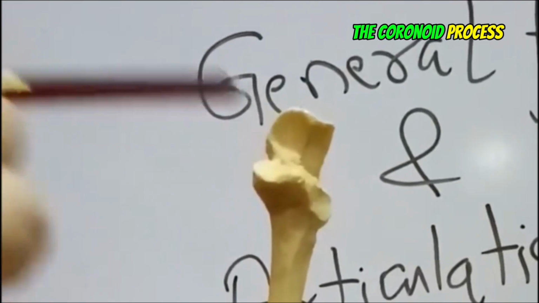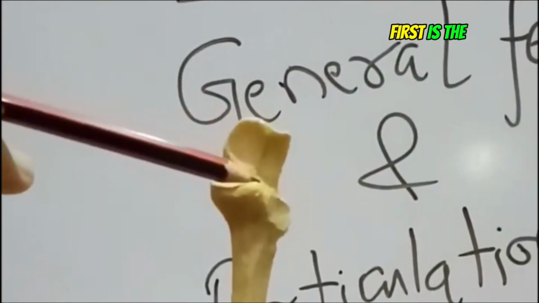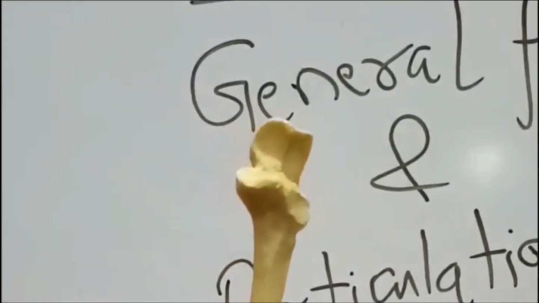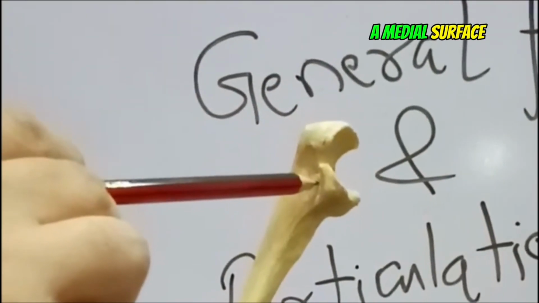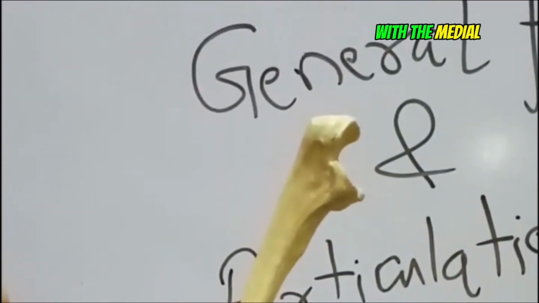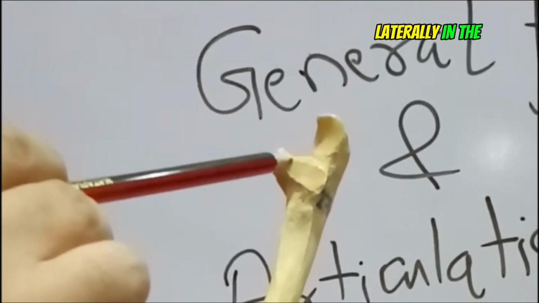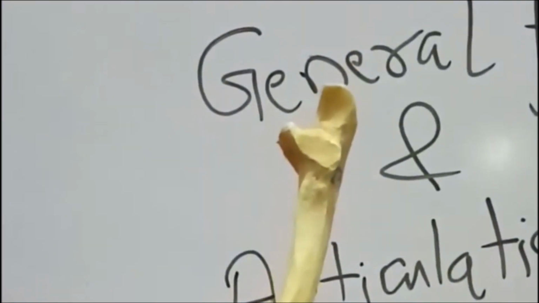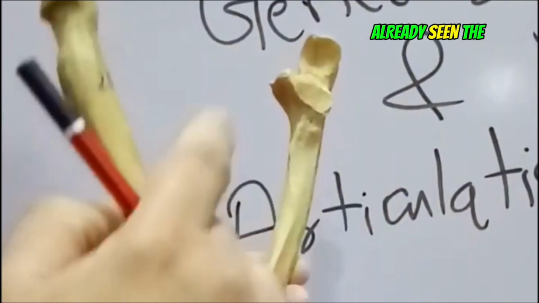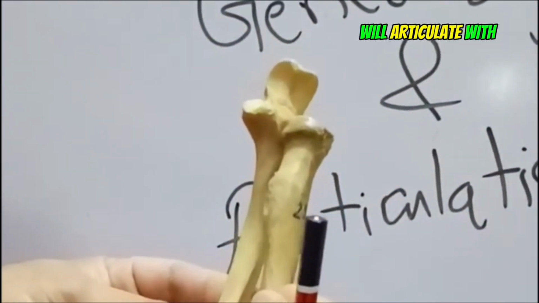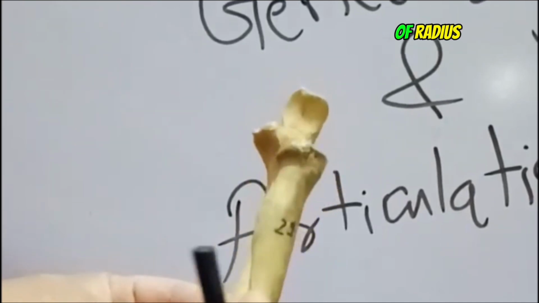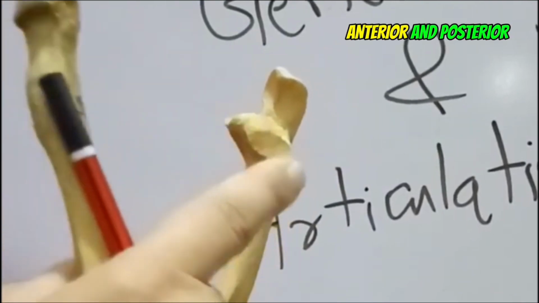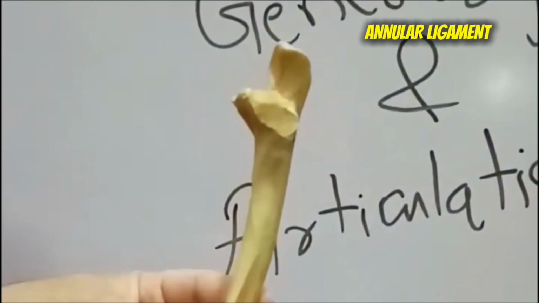Now coming to the coronoid process, it has 4 surfaces. First is the superior surface, which forms the lower part of the trochlear notch. Then there is a medial surface, which will continue with the medial surface of the shaft. Laterally, in the upper part we can see the notch. This is the radial notch, and we have already seen the radial notch will articulate with the circumference of the head of radius and form the superior radioulnar joint. Attached to the anterior and posterior margin of this notch is the annular ligament.